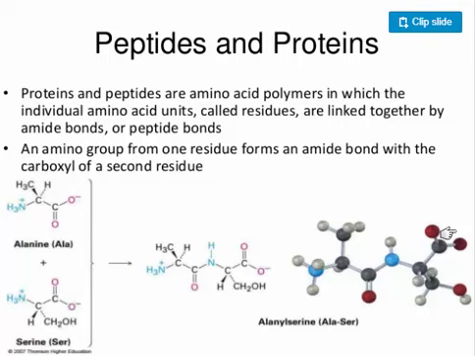This is all we're talking about concerning protein today, and next session we're going to be talking about enzymes and nucleic acid.